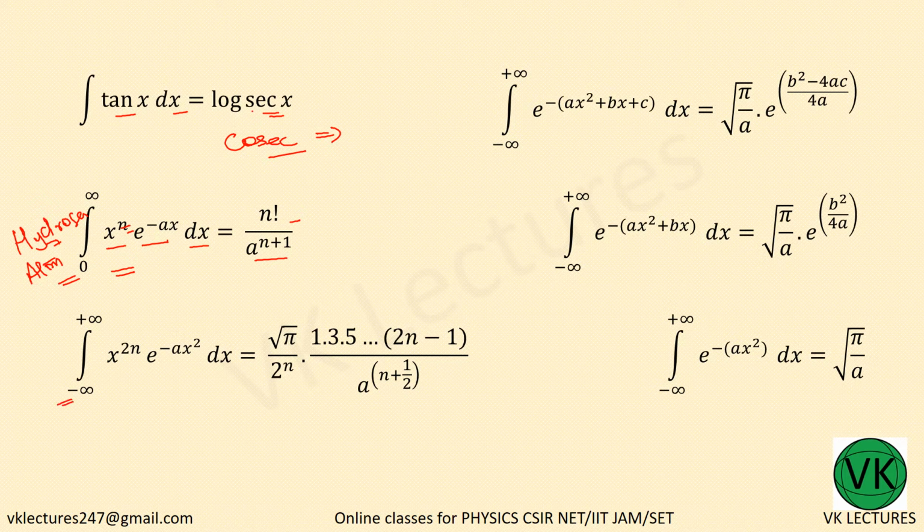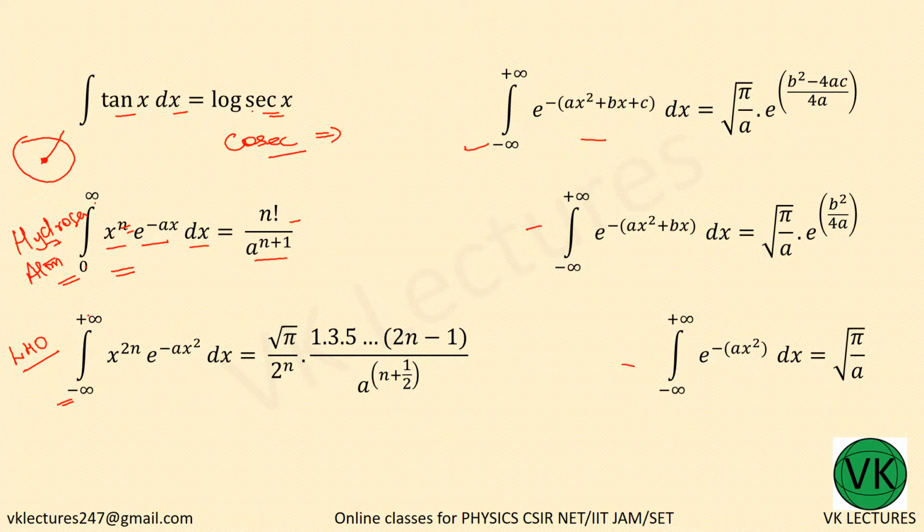This is useful in linear harmonic oscillator problems, where the space is from minus infinity to infinity. Now what is this 0 to infinity? 0 is the starting of the hydrogen atom. The radius starts from 0. That's why it is useful in hydrogen atom problems.